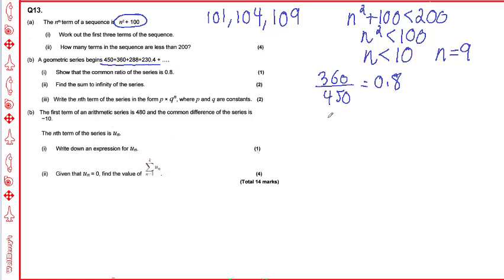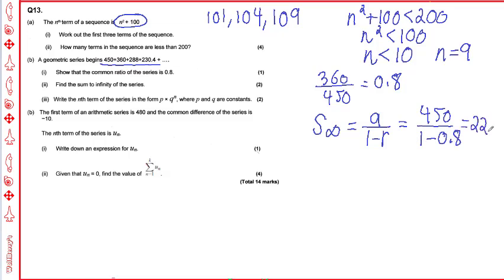Find the sum to infinity of the series. Sum to infinity is a divided by 1 minus r. It's on the data sheet. 450 divided by 1 minus 0.8, or minus 4 over 5. That gives you 2250.